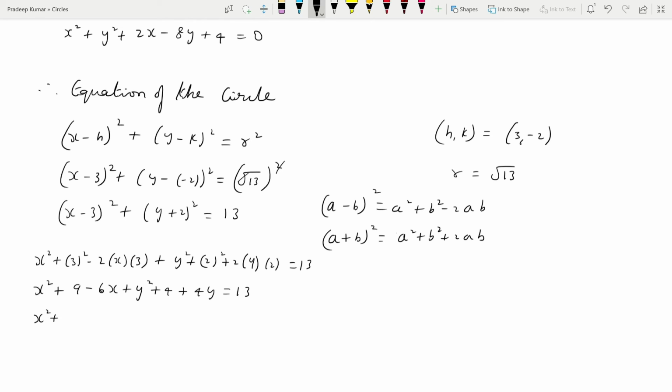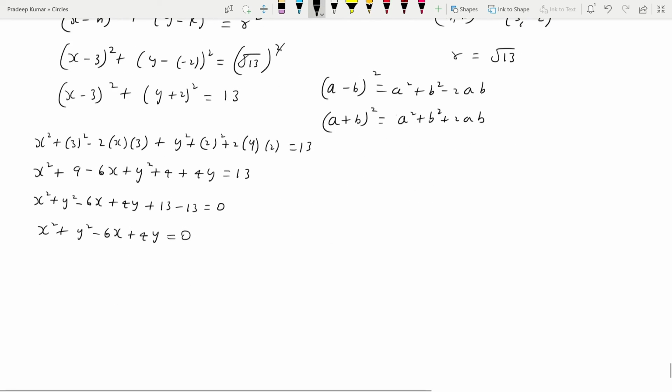So I can write x square plus y square minus 6x plus 4y. This is 9 plus 4, which is 13, and if I bring this 13 to this side, it becomes minus 13 equal to 0. So let's write the final equation, that is x square plus y square minus 6x plus 4y. The plus 13 and minus 13 get cancelled, so we are just left with this particular equation. So this is the equation of the second circle.